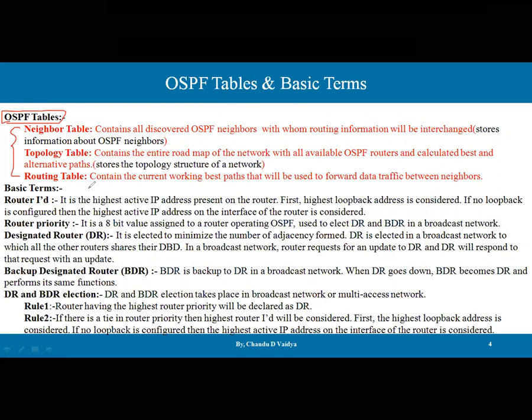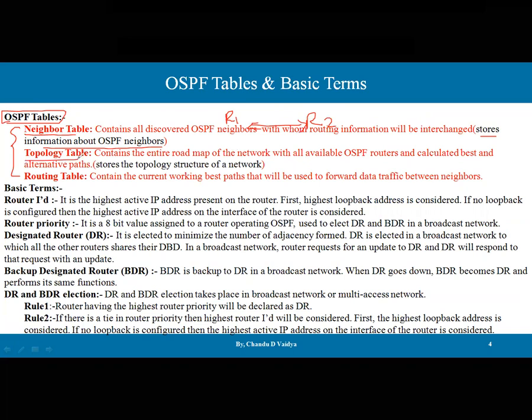But with the OSPF protocol, there is a neighbor table, which contains all discovered OSPF neighbors with whom routing information will be interchanged. It stores the information about the OSPF neighbors. Let's say I have R1 over here and R2 here. So who is my neighbor? The neighbor information is going to be stored in the neighbor table to build their adjacency.